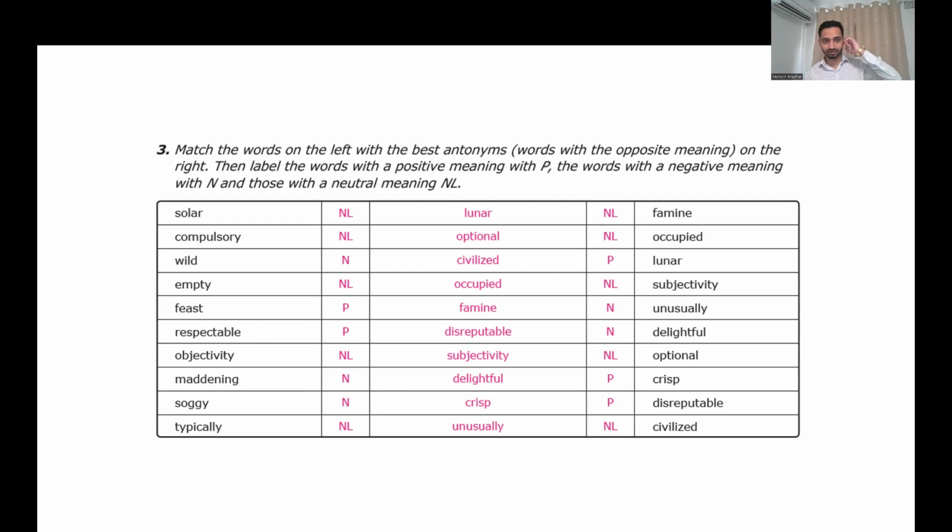Now, solar is a neutral meaning, and lunar is also neutral. Compulsory is neutral, optional is also neutral, wild is negative, civilized is positive, empty neutral, occupied neutral, feast positive, famine negative, respectable positive, disreputable negative, objectivity neutral, subjectivity neutral, maddening negative, delightful positive, soggy neutral, crisp positive, and typically and unusually are both neutral, okay?